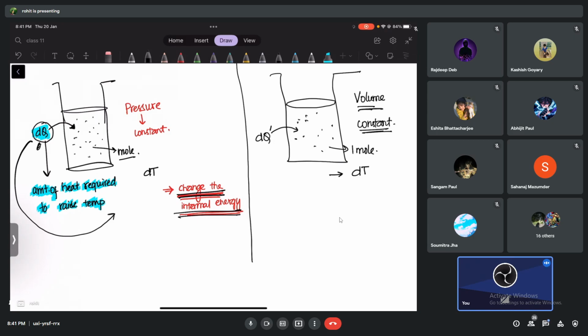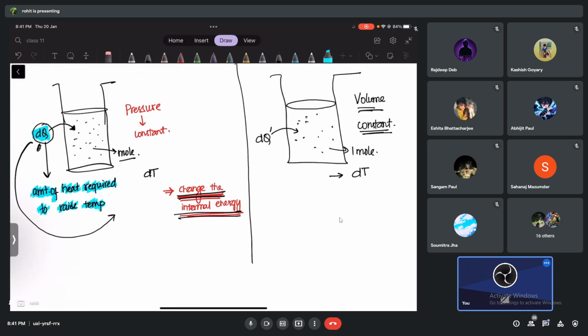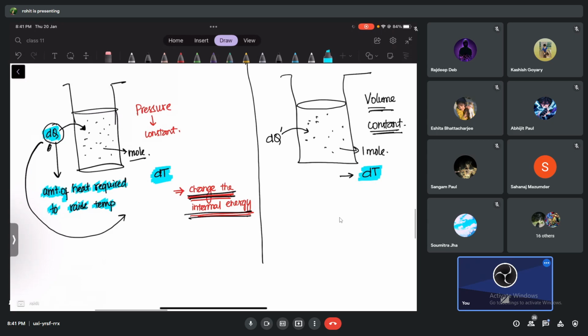Do you understand what I said just now, guys? I want to change the temperature, earlier also, by how much? dT. Now also I want the temperature of the gas to change by dT. So in both the cases I have to supply heat. One is I'm going to supply heat by keeping the pressure constant, and one is I'm going to supply heat by keeping the volume constant.